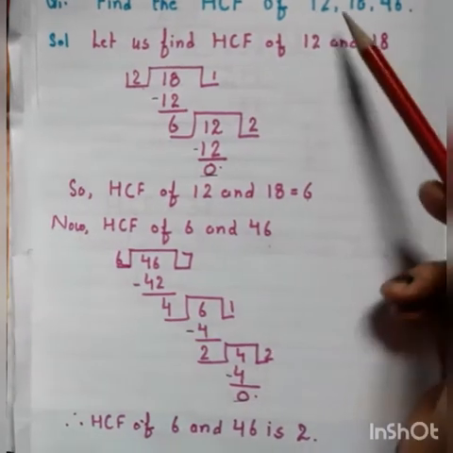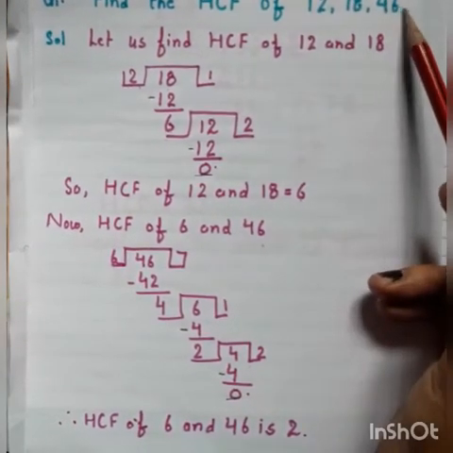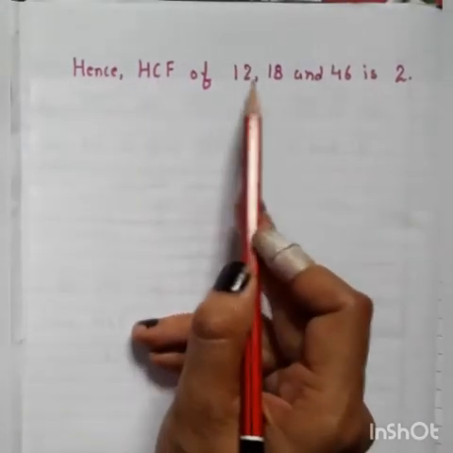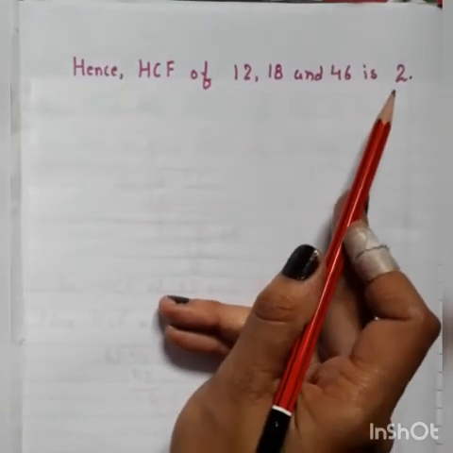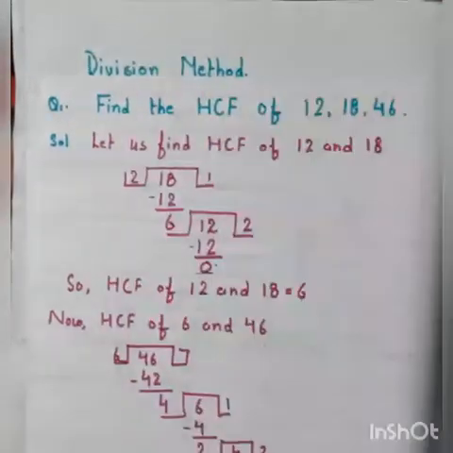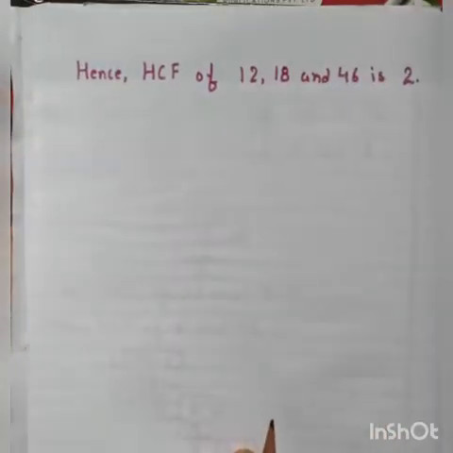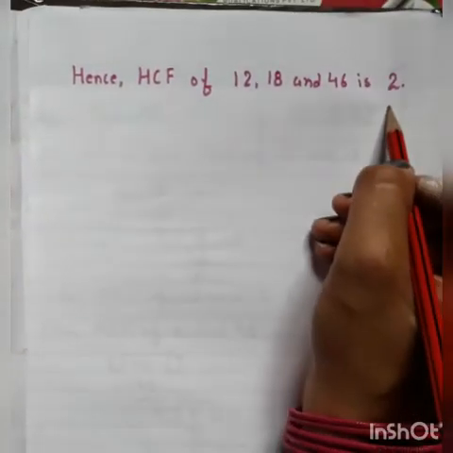Now you have done the HCF of 12, 18 and 46. So you will write, hence the HCF of 12, 18 and 46 is 2, because at last what we are getting is 2. Therefore the HCF of 18, 12 and 46 is 2.